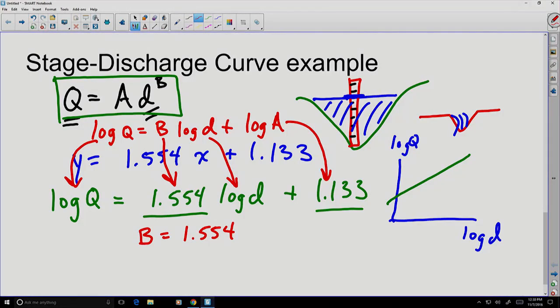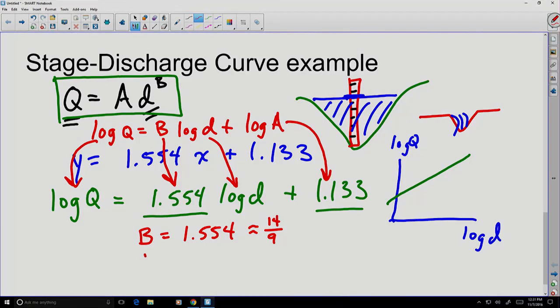And actually, 1.554 is approximately 14 over 9. It's very close to 14 over 9. I believe 14 over 9 is 1.5555 repeating. So we could either treat it as 1.554, or you can recognize that it's an exponent that is more of a rational number there.